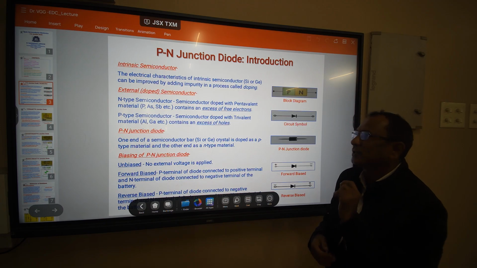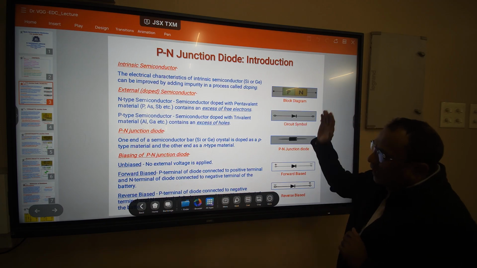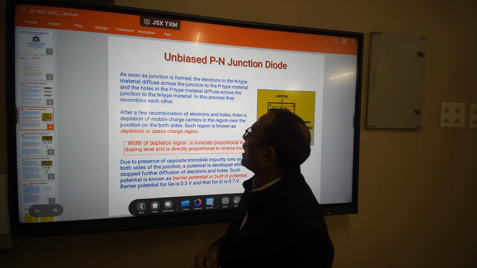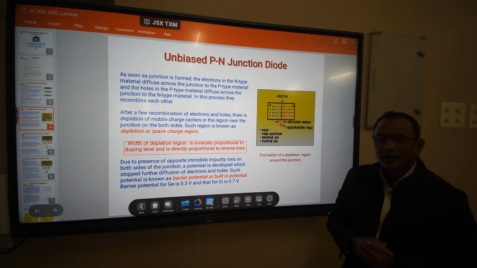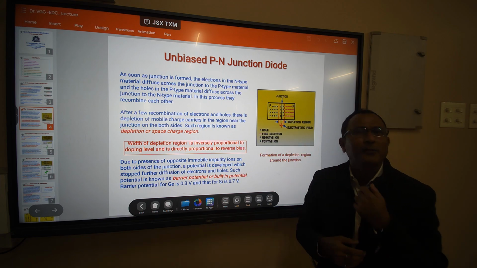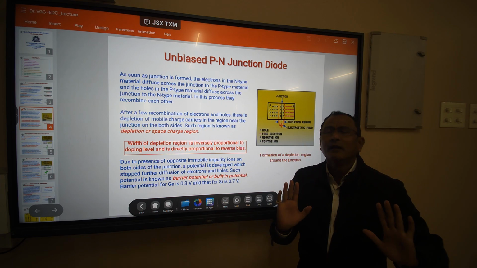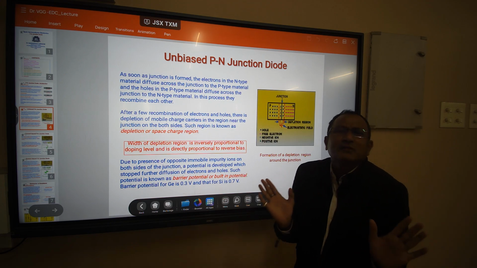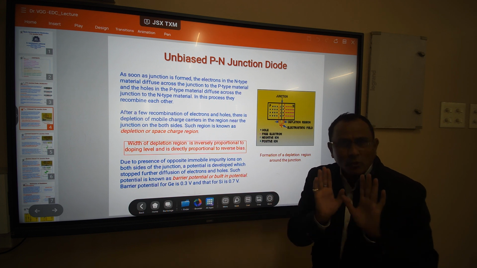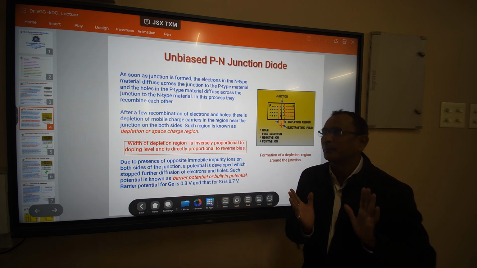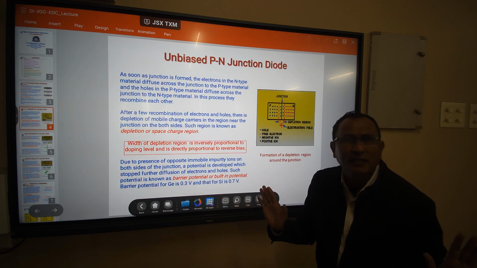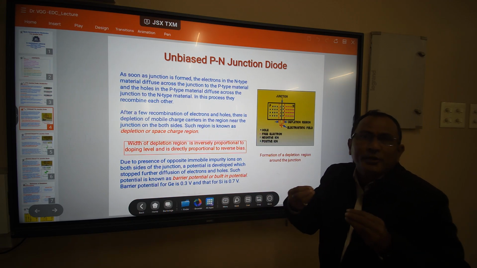Now, after the formation of this PN junction diode, look at the beauty of how it can be used. It can be used in two ways: in forward bias and in reverse bias. But initially we are going to study the unbiased PN junction diode. We are not going to give any biasing to this PN junction diode, and we are not going to apply any external potential to it. We are simply studying how the PN junction diode behaves without any biasing.